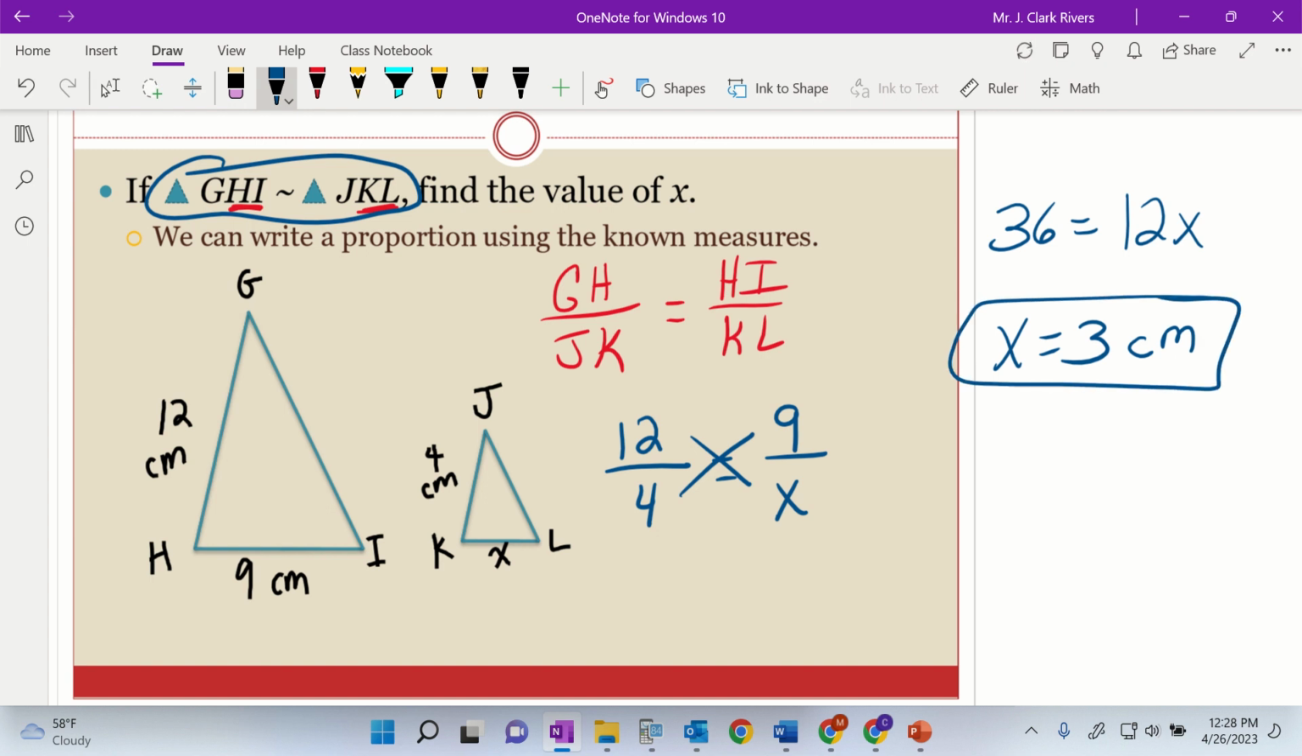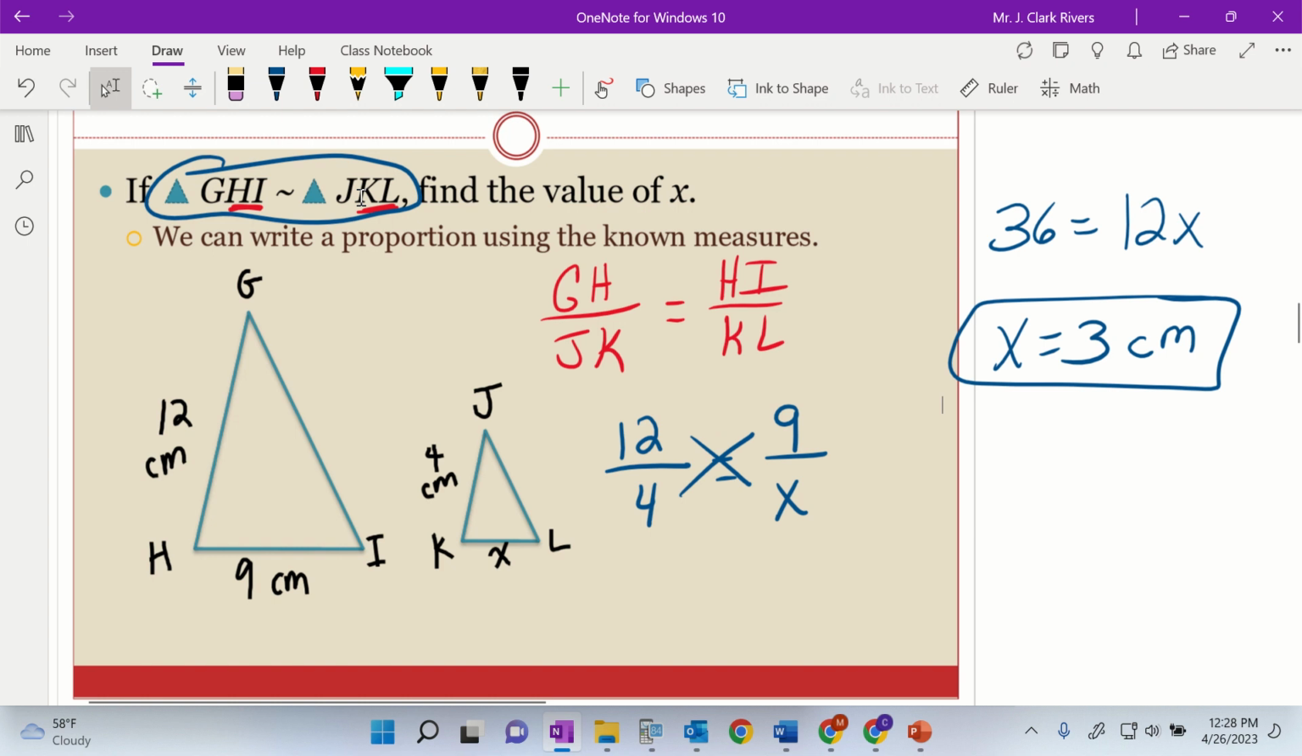Now, you probably look at this and you're like, that wasn't necessary, Mr. Rivers. I can look at it and just tell 4 times 3 is 12, and something times 3 is 9. That something has to be 3. That's great. I love that you can do that, and you should lean into that. But you also should know how to set up a proportion, and you should know how to solve that proportion. And you should also know how to use the similarity statement to help guide you.